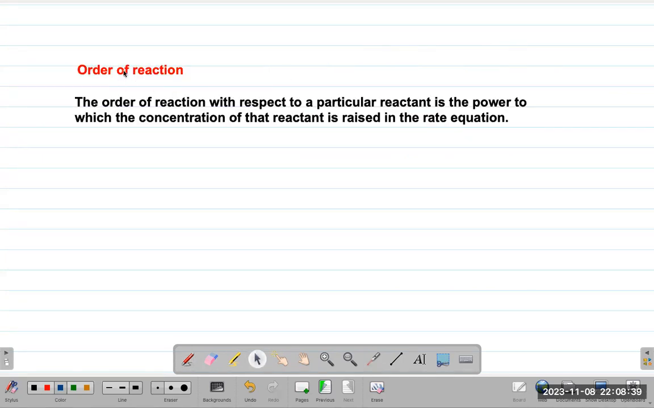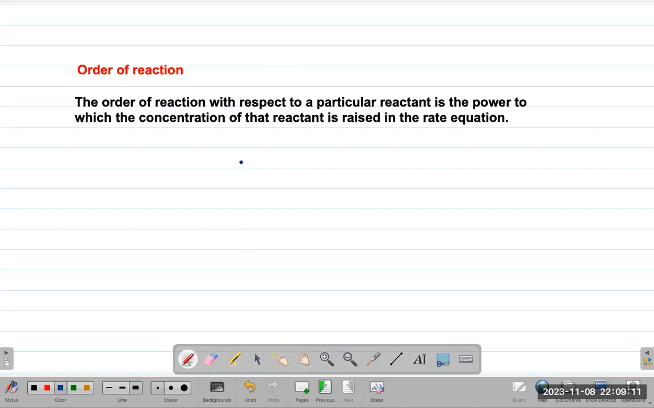In summary, we can say that the order of the reaction with respect to a particular reactant is the power to which the concentration of that reactant is raised in the rate equation. For example, in a rate equation involving only one particular reactant, the order is the power of the concentration showing in the rate equation. When you are writing about order of reaction, you must distinguish carefully between the order with respect to a particular reactant and the overall order of the reaction. What is the overall order of the reaction? How can you find it?